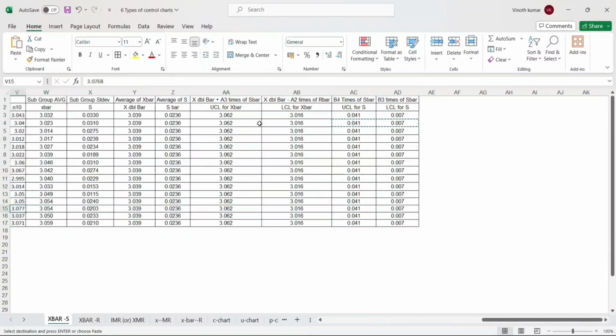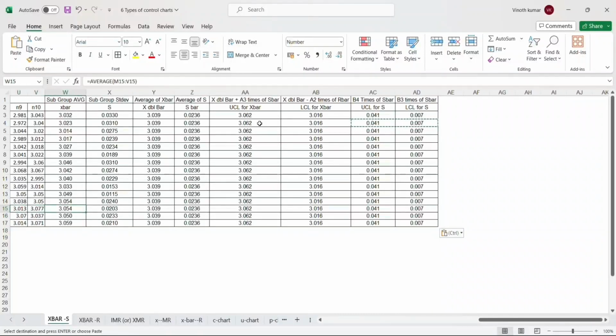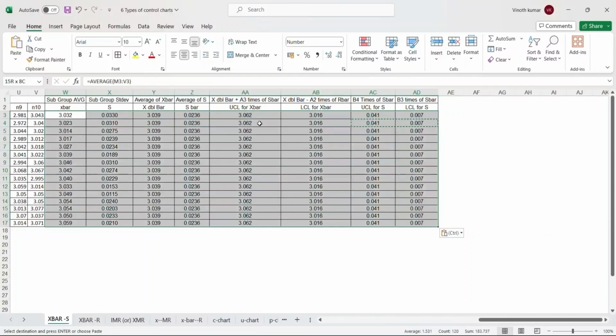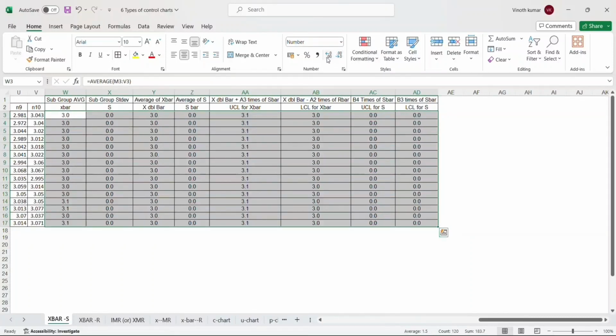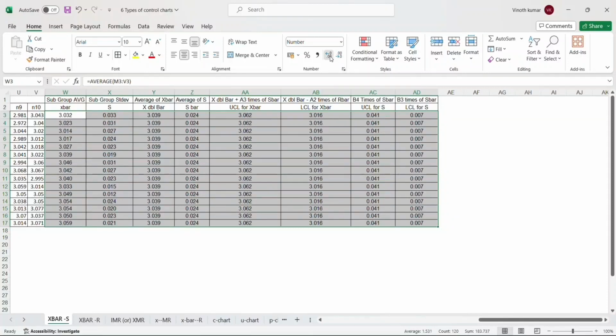For our convenience, we will make all these values 4 decimals so that it becomes easy for us to understand. So let me make it 4 decimals.